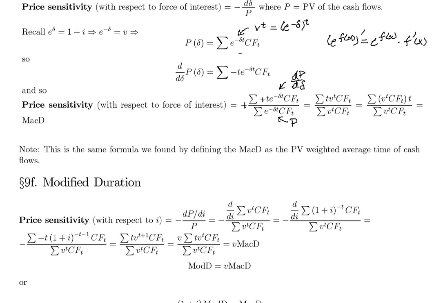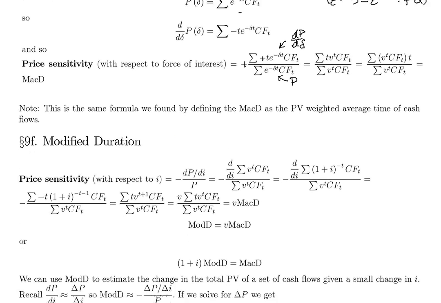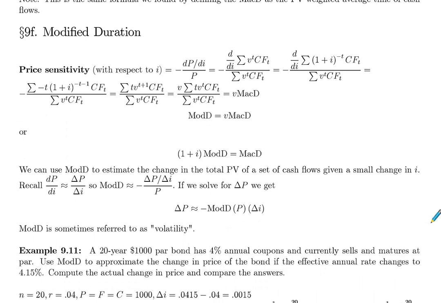Okay, what we really want though is we don't want a derivative with respect to delta, we want a derivative with respect to i, and that's where this concept called modified duration comes in. So now we want to consider an expression for price sensitivity with respect to i. So now this is going to be an i derivative, derivative of P with respect to i divided by P. So again, a relative derivative, relative rate of change. And then a negative out in front because of the inverse relationship between these two variables, this derivative is going to be negative. That's going to change it to a positive.